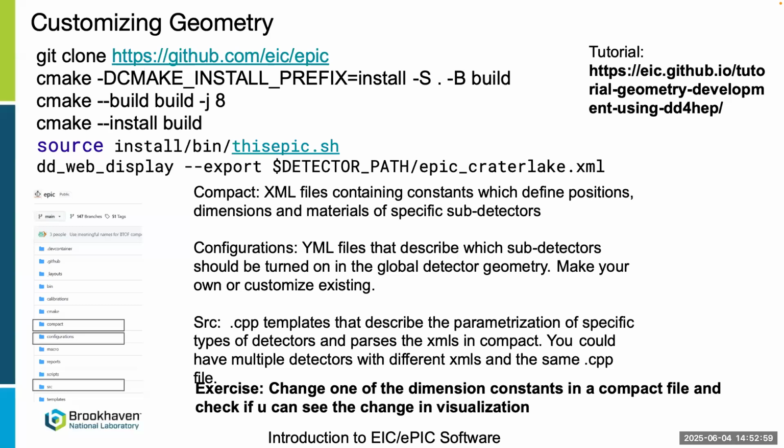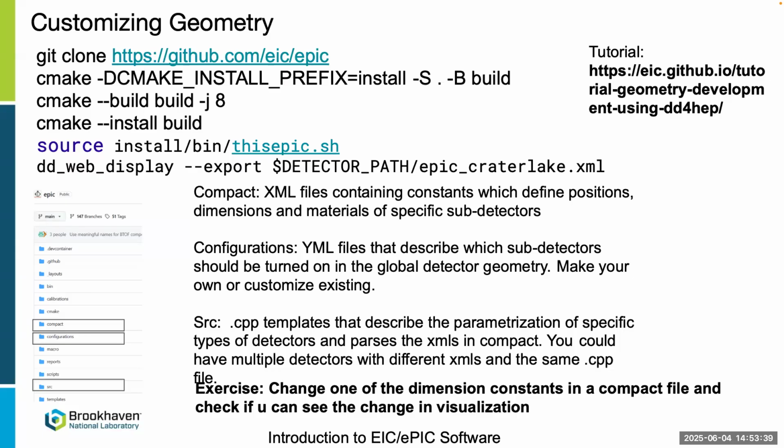If you want to make customizations, there are basically three folders that are most important. There's the compact folder, which contains the XML files that have all the constants, which define the positions and dimensions and materials of specific subdetectors. There's the configurations folder, which is just YML files that describe which sub-detectors should be turned on in the global detector geometry. So if you're only working on a specific sub-detector, like one of the tracking detectors, you can turn off other detectors, because simulations take time if you have everything turned on.